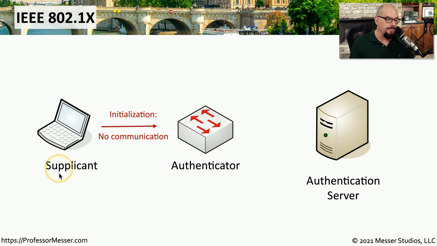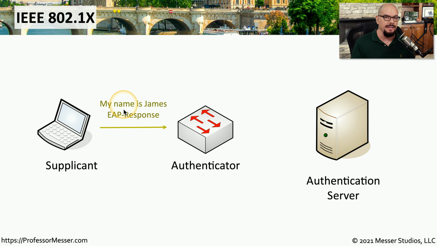This begins with the supplicant trying to communicate to the network, usually to the authenticator, and finding that there's no access because 802.1x is in place. The authenticator recognizes that a device would like to gain access to the network, and it sends an EAP request asking if someone new would like to have access. The supplicant sends an EAP response saying, "My name is James, and I would like to have access."